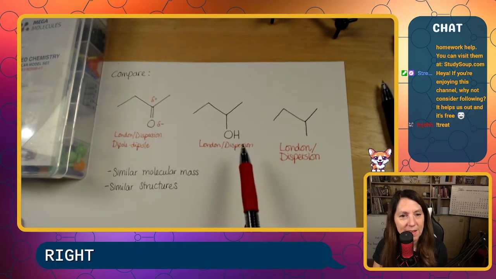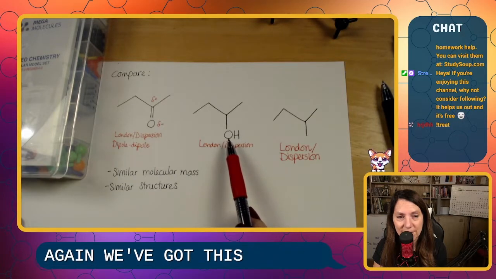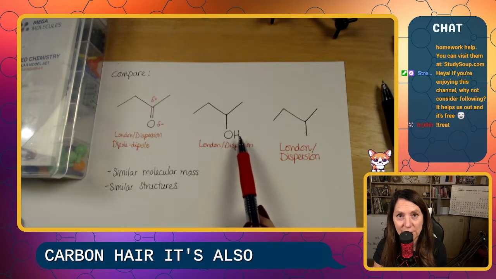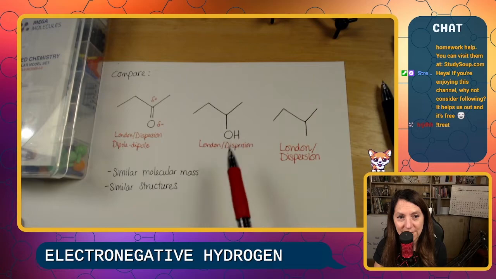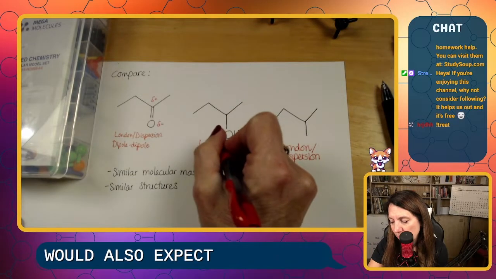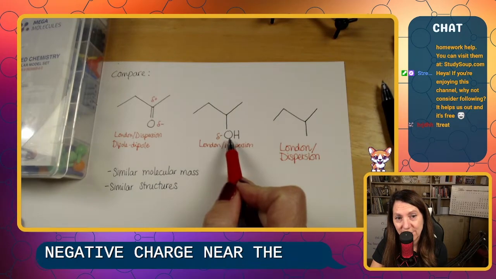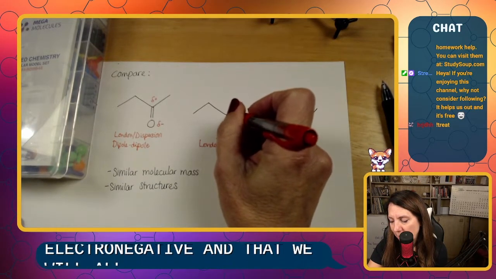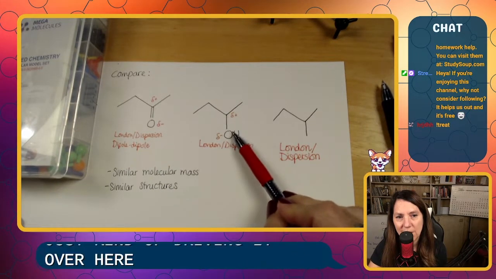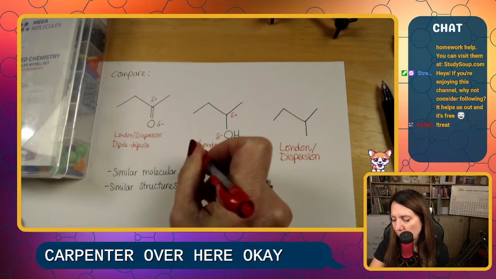All right, let's look at this molecule. Once again, we've got this electronegative oxygen, bonded to this carbon here. It's also bonded to a less electronegative hydrogen. So along with our London dispersion forces, we would also expect a partial negative charge near this oxygen, and a partial positive charge over here, where I have the hydrogen, with carbons over here. So dipole-dipole is relevant, right?